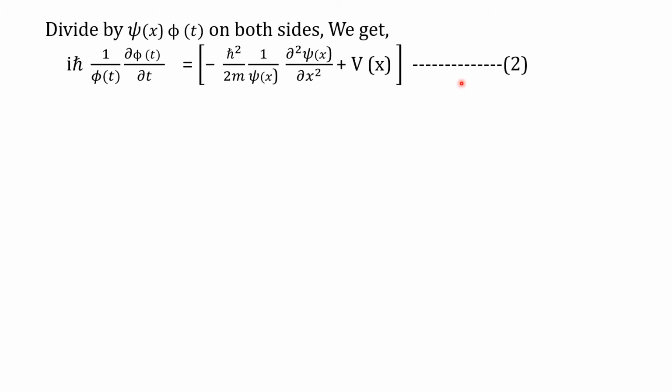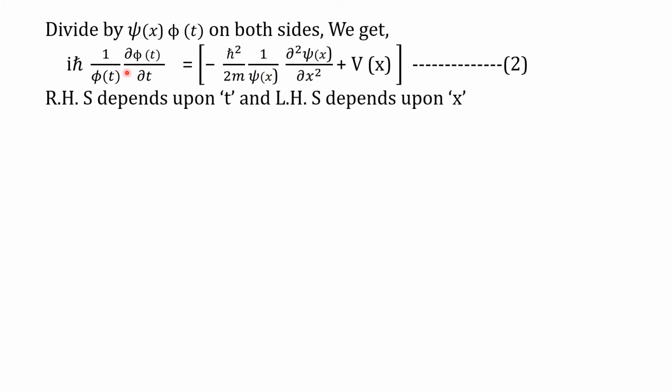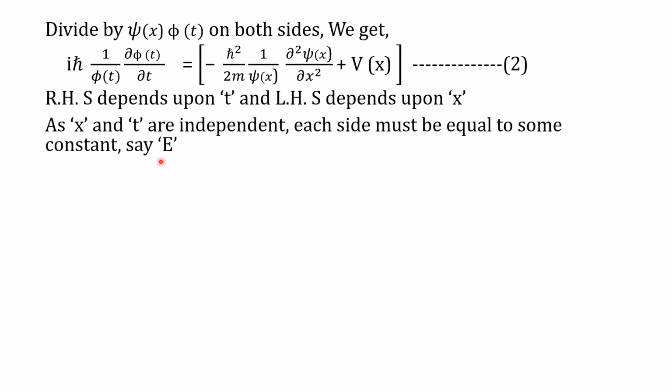Here equation 2 shows that the LHS of the equation only depends on t and the RHS only depends on x. Therefore, t and x are independent, and each side must be taken as a constant. That constant we choose E. Therefore, we write the two separate equations. i h cross 1 upon phi of t into del phi of t by del t equal to E.